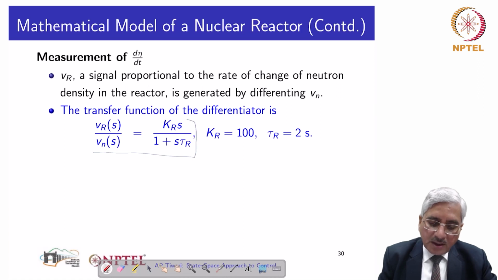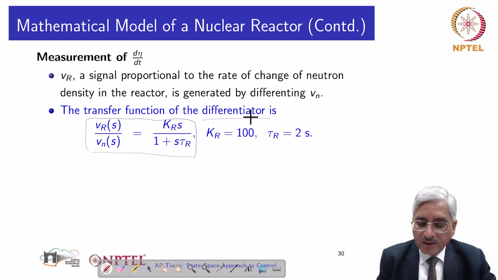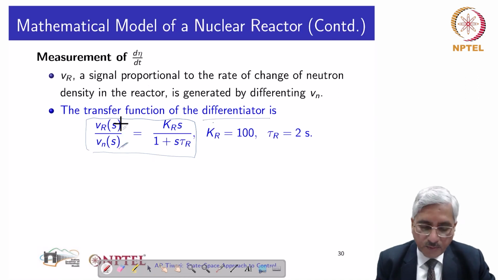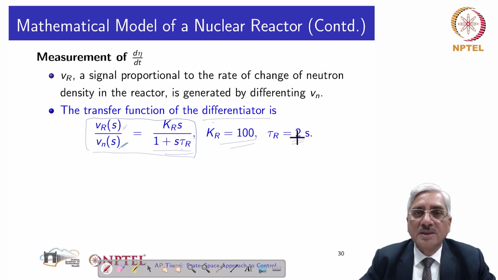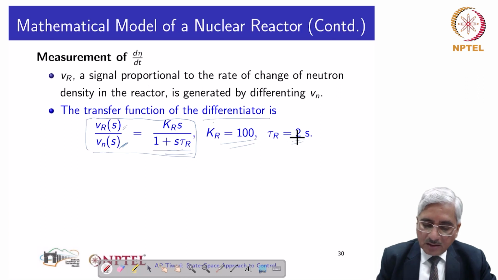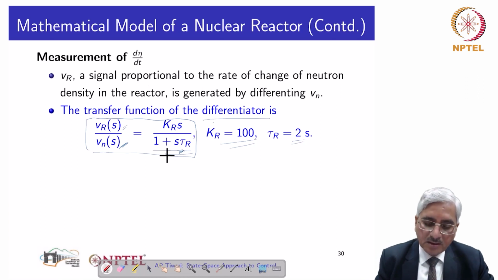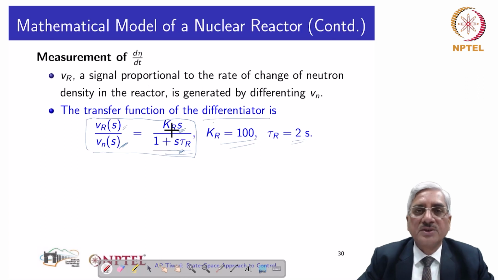The typical transfer function of this differentiator is this one. Neutron density is the input, voltage proportional to neutron density is the input, and the rate signal is the output. Vr by Vn, Laplace transform, is given by this first order model, where Kr is typically 100 and this tau is of the order of 2 seconds. This time constant is large compared to the time constant of that other amplifier, in order to suppress the noise which gets otherwise amplified because of the differentiation.